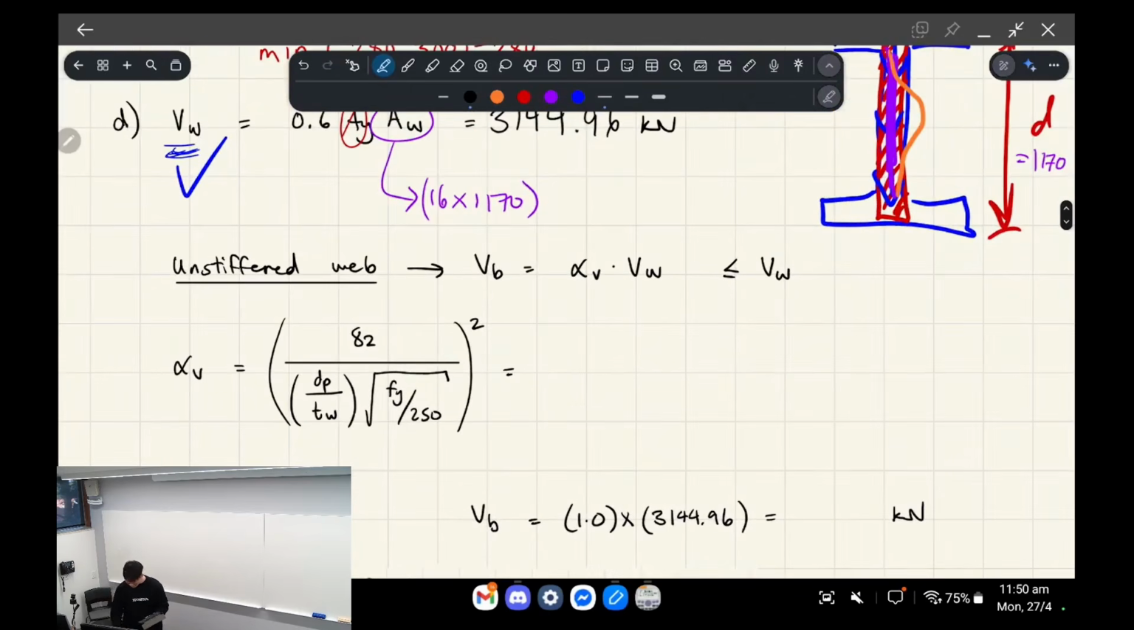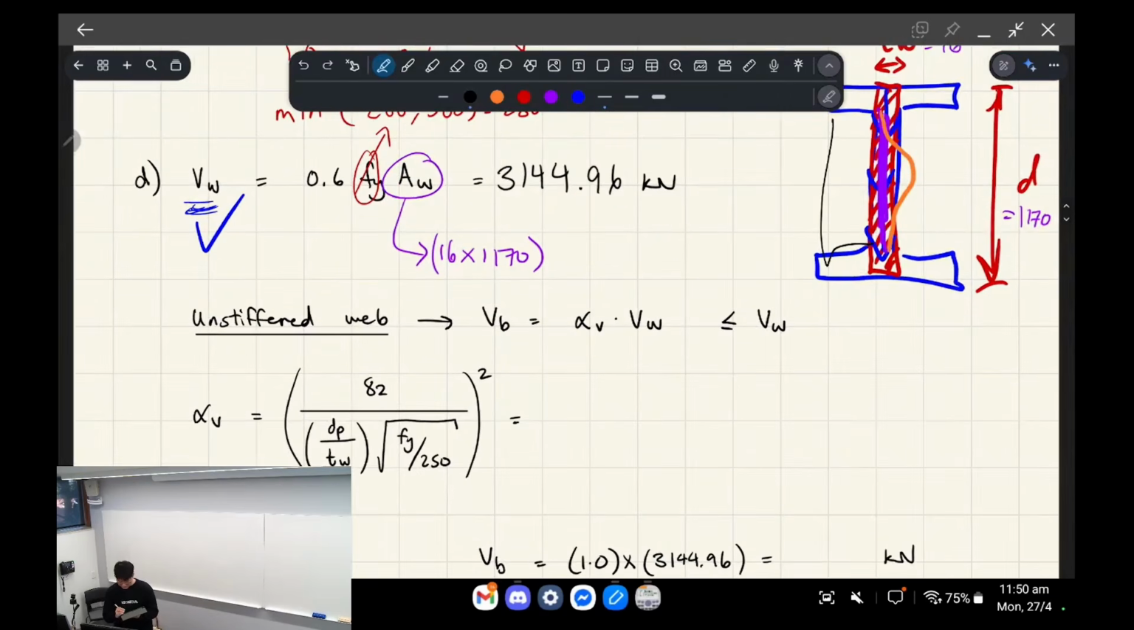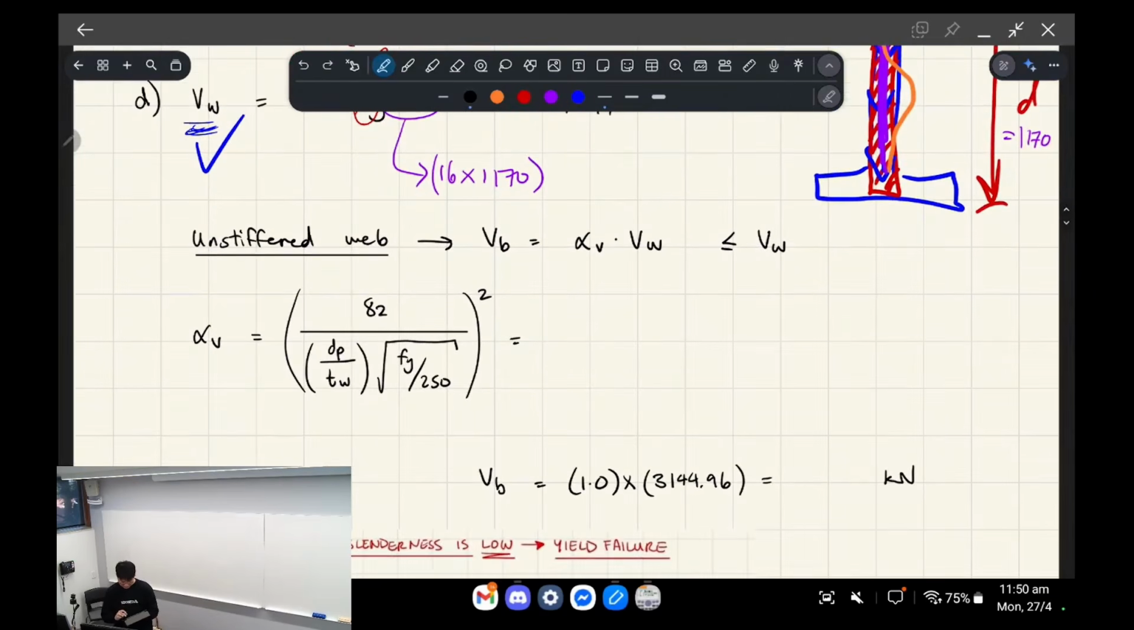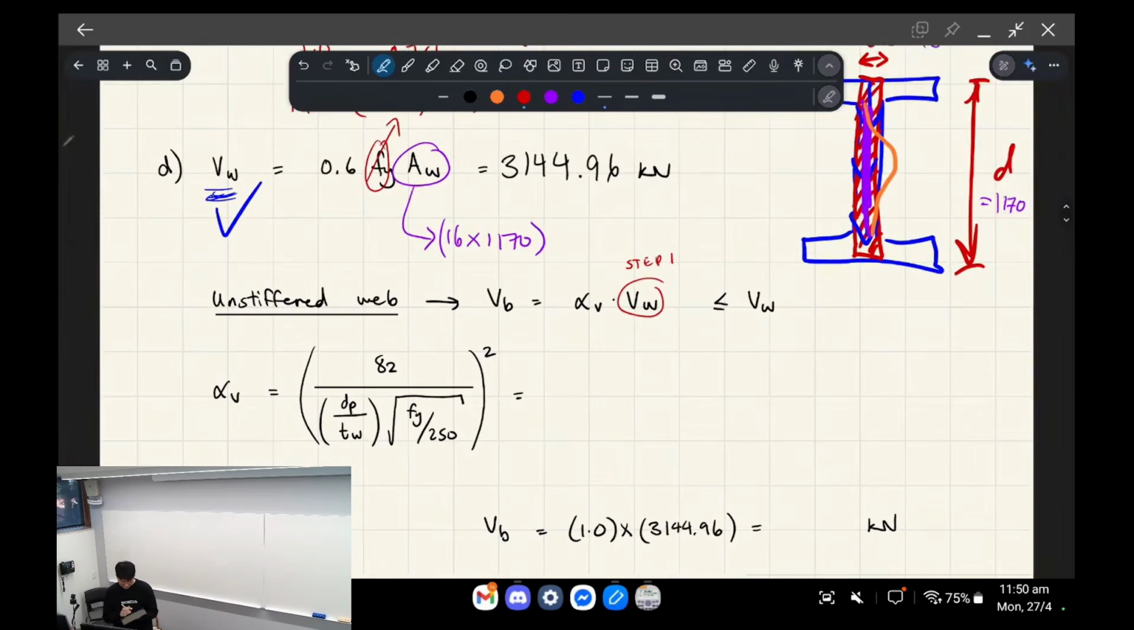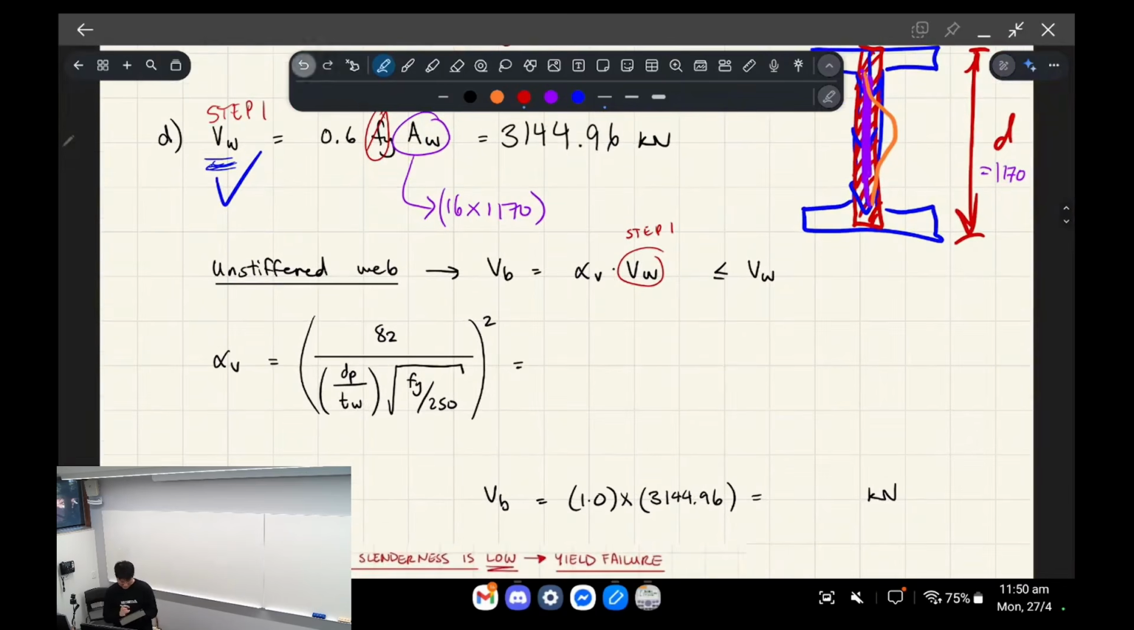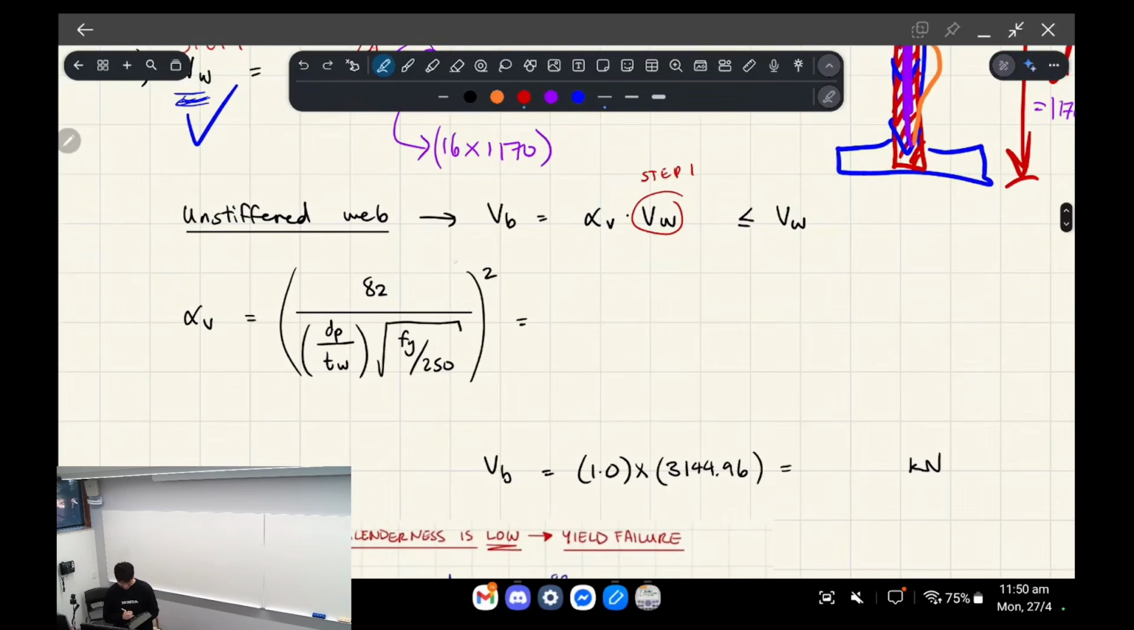Okay. So this is the formula for an unstiffened web, which means there's no plates here that are stiffening it. So essentially, we get what we got in the first step. Let's call it step 1, right? So this is step 1. And then we multiplied by alpha v. So alpha v has this formula, okay? And we're just plugging in these geometric values that we know.